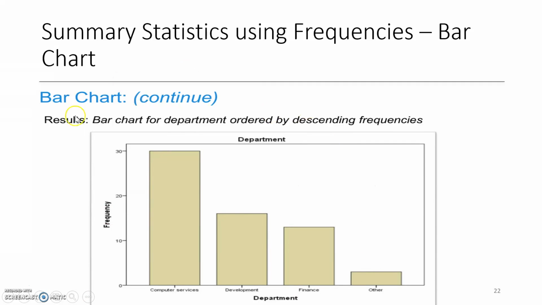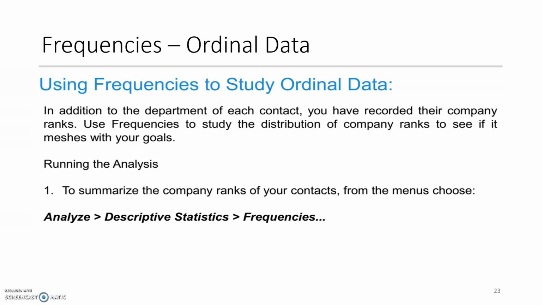So this is the bar chart. The bar chart here now clearly shows which department has more frequency. In this case, there are more in computer science, followed by development, followed by finance, and others, which is the same information represented by the pie chart and the table and the bar chart.